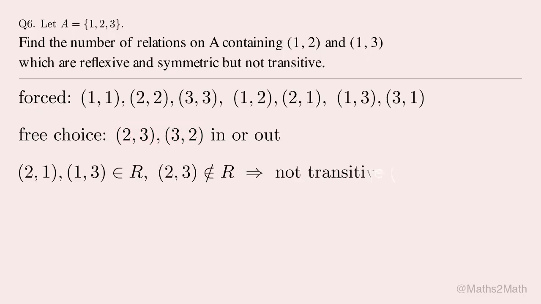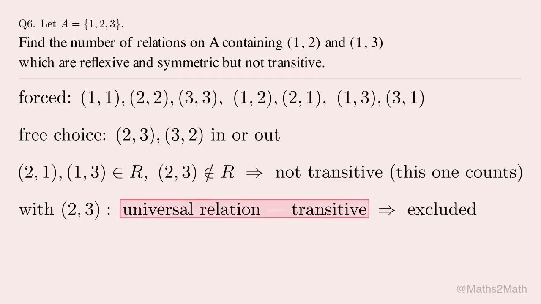Without it, 2 relates to 1, 1 relates to 3, but 2 does not relate to 3. Not transitive, this one counts. With it, every pair is related, the universal relation, which is transitive, excluded. Exactly one relation survives.